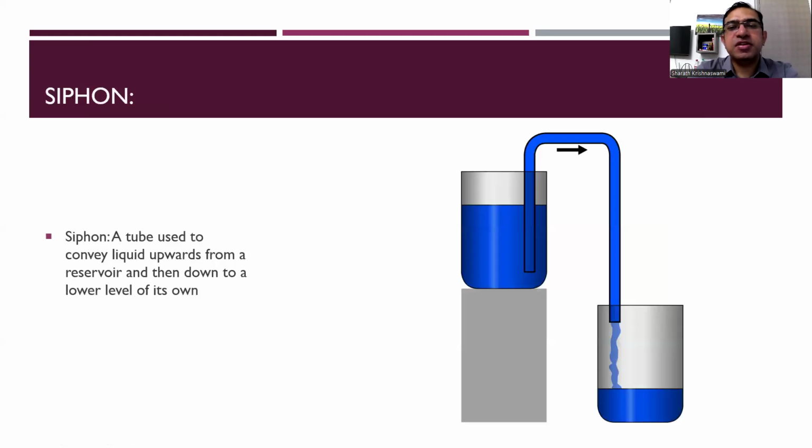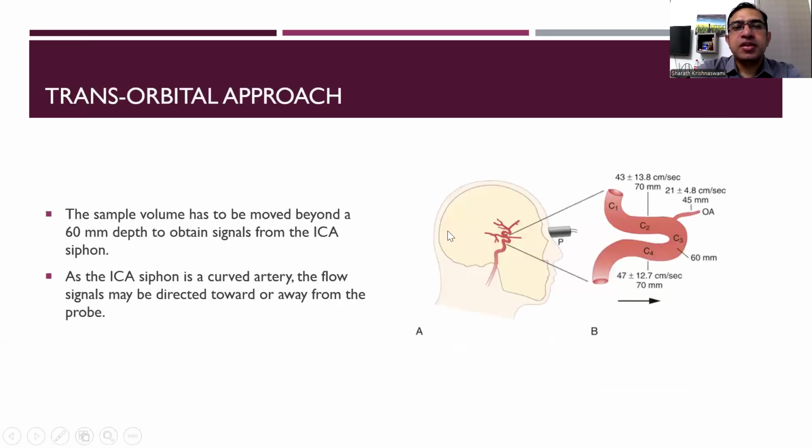The ICA siphon, as I have mentioned before, is nothing but a complete bend in the blood vessel, a complete 180 degree change in the direction of flow. In the transorbital approach, as I have mentioned before, the sample volume has to be moved beyond 60 millimeters depth to obtain signals from the ICA siphon. Since the ICA siphon is a curved artery, the flow signals may be either directed towards the probe or away from the probe.